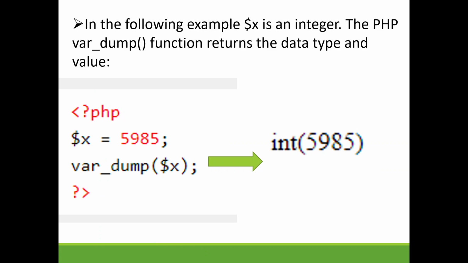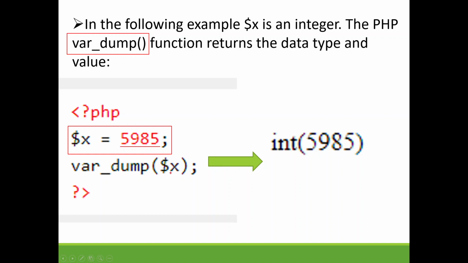In the following example, x is an integer. Look here. So x is equal to 5985. We are simply assigning this value 5985 to the variable x. Now, in order to see the data type and the value of this variable x, we can use a function called var_dump.